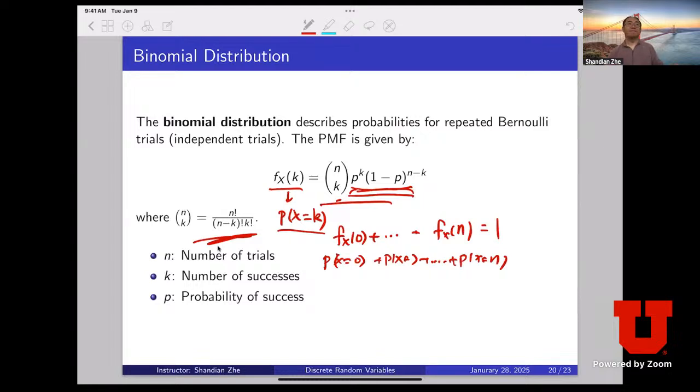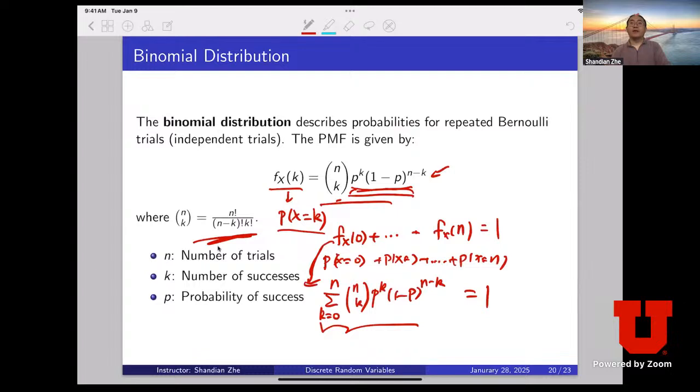Does it make sense? Okay, so then if you look at the formula here, the binomial distribution PMF, you'll find that the left-hand side is written like this. You sum from k equals 0 to n, and each summand is n choose k, p to the power of k, 1 minus p to the power of n minus k, right? This is 1. So what does this look like?